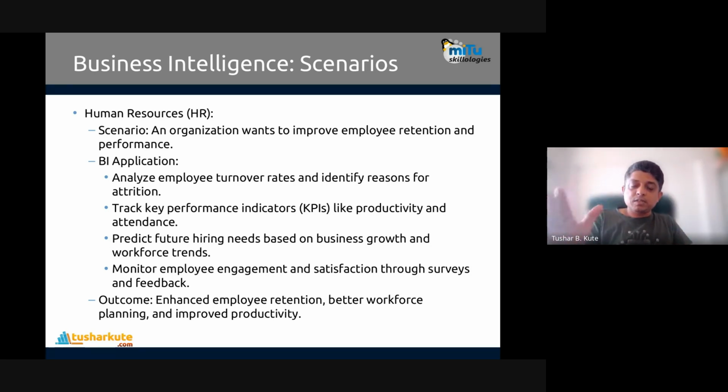There's a concept called customer churn, the customer retention management system. In the same way, we can have employee churn also. With the help of it, employee retention can be identified. This is what human resources can do in this scenario.